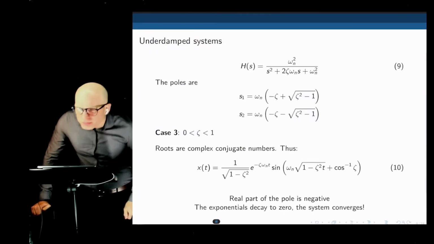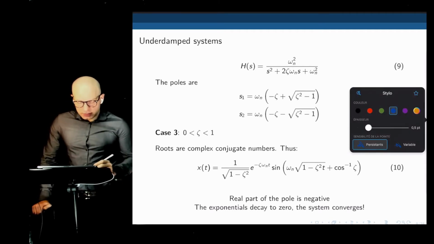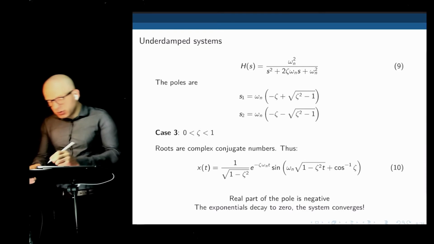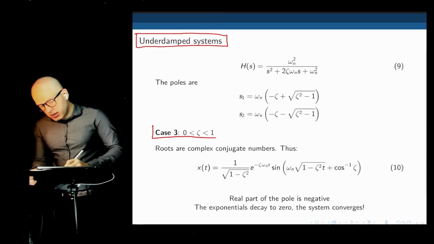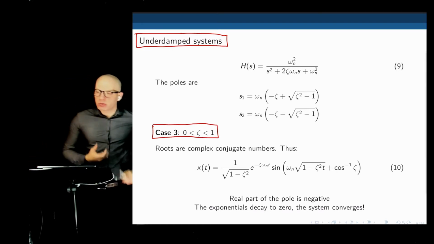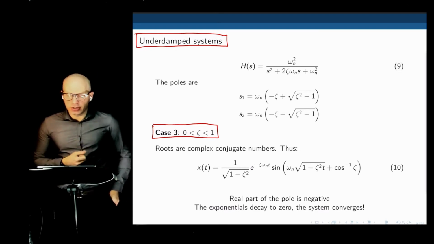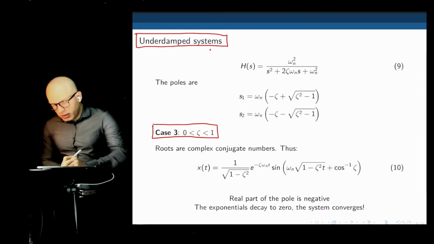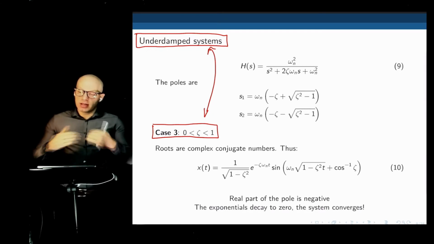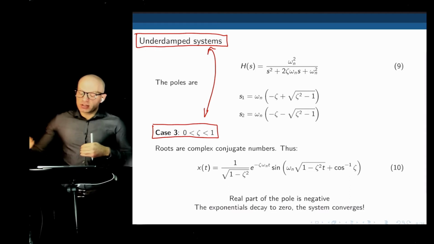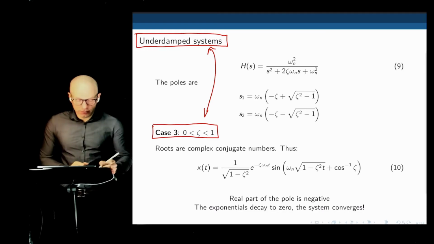All right, so let's continue now. Now we are with the underdamped system. We kept decreasing zeta, and now we reached a point where zeta is less than 1, but greater than 0. This is called the underdamped system, meaning that now damping is smaller than the overdamped. It's smaller than the critically damped. We are now in a range between 0 and 1.